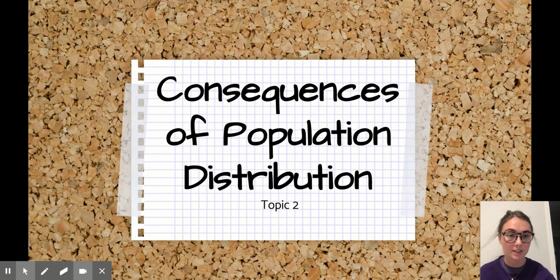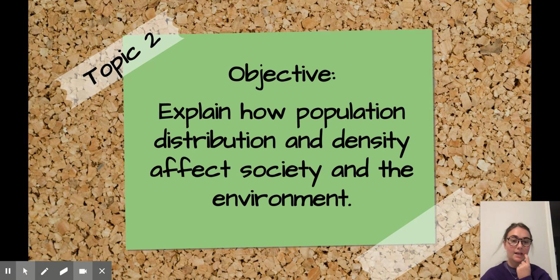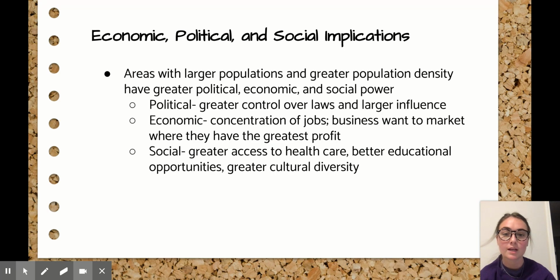But your objective for Topic 2, Consequences of Population Distribution, is explain how population distribution and density affect society and the environment. So just thinking about where people live and how dense the population is affects both the society and the environment. So, real quick, these are the economic, political, and social implications.